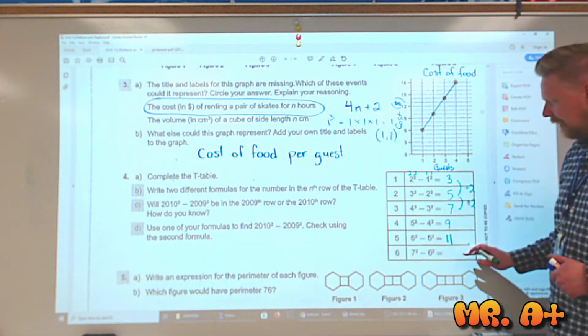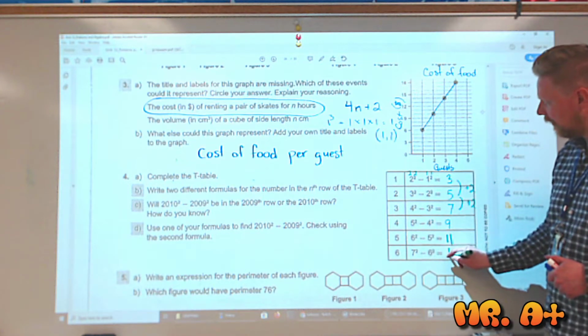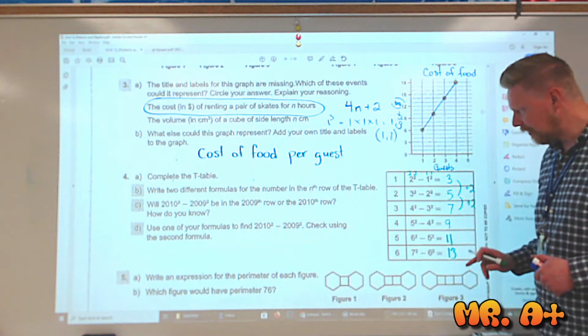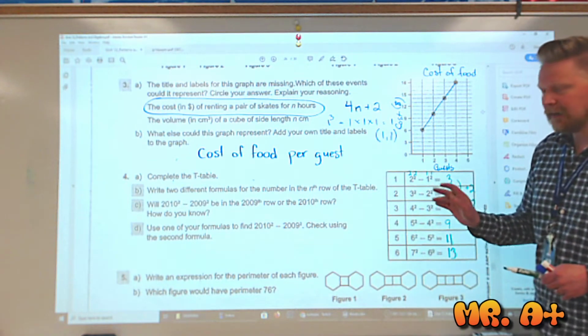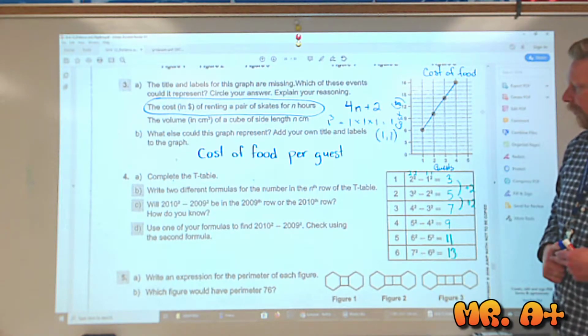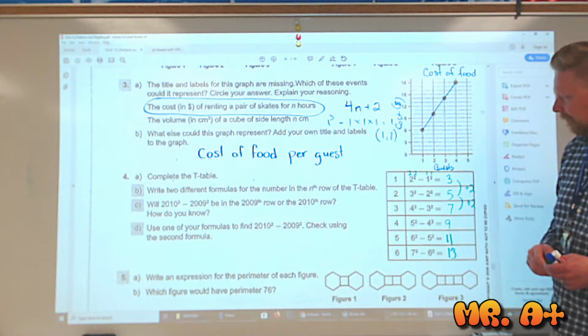You're like, well, you're just counting up by odd numbers. That's all you're doing. That's correct. 3, 5, 7, 9, 11, 13. Now the tougher part is writing a formula for the t-table here.